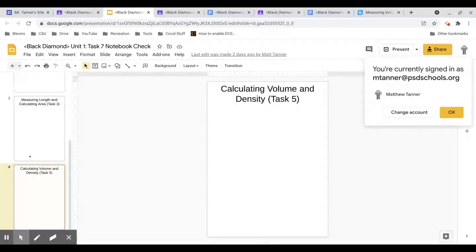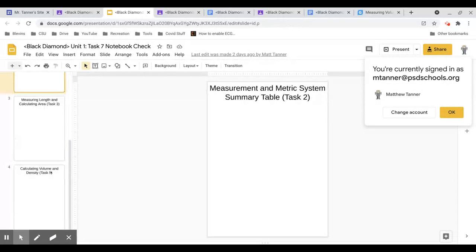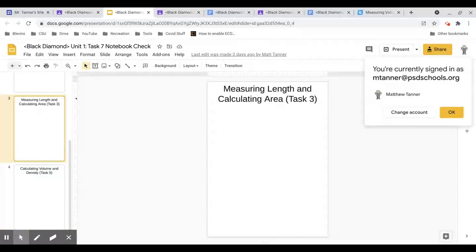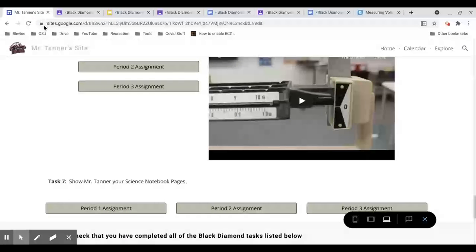I told you you could skip it. And then you need the calculating volume and density from task 5. So you'll need 1, 2, and slide number 4 here, which is task 5. Remember, you can skip task 3 as a reward for watching this video. And like the other two uploading pictures, if you are missing any picture, your score will be a 0. That does not include task 3. You can skip task 3 because we did not do that one.